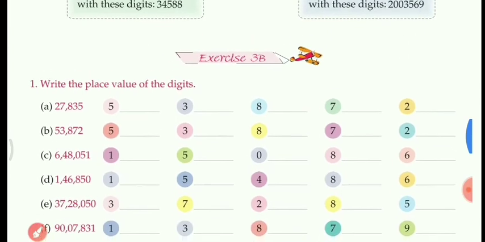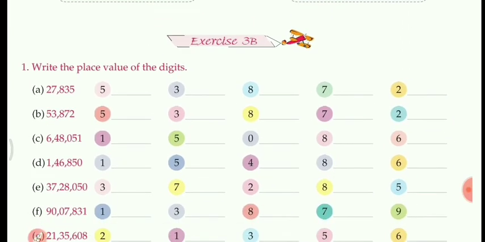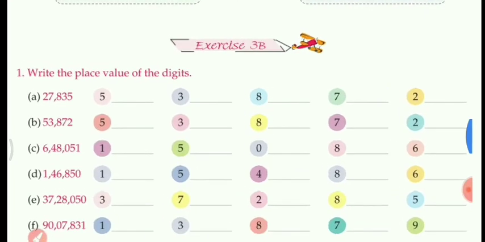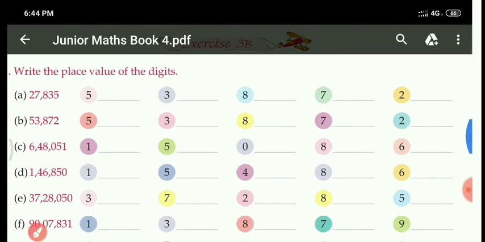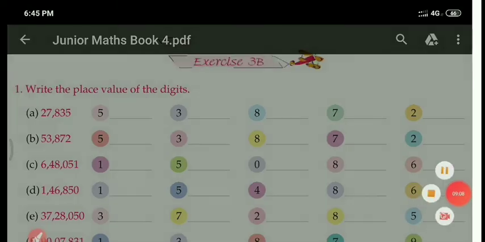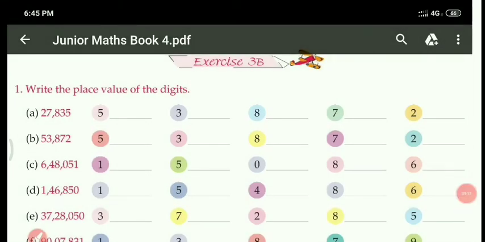Now let us start Exercise 3B. You can see the screen. Question number 1. What is given here? Write the place value of the digit. Means here numbers are given and in circles digits are given. We have to write the place value of these given digits. Okay. So place value of a digit, what is it? It is the position of a digit only. Okay. So as you can see, in part a, what is given here?